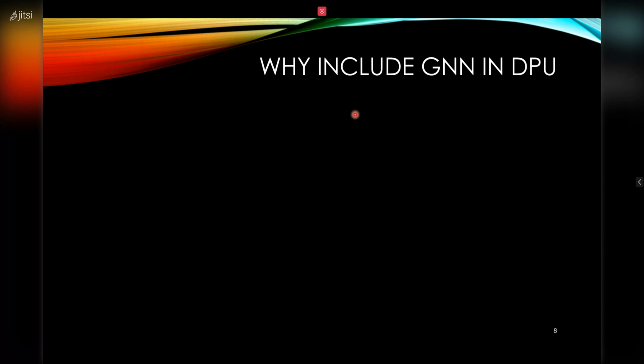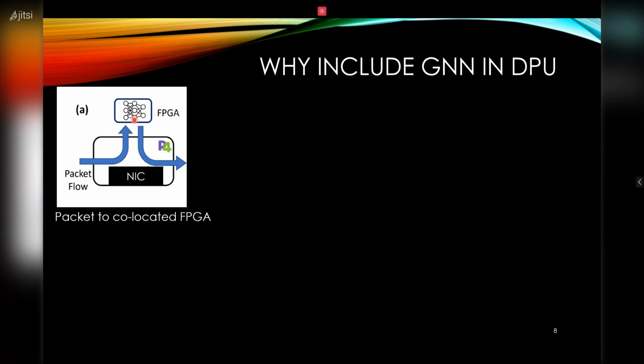Why we include GNN in the DPU is this: if we talk about the current state of the art, we have FPGA, and we also have P4 based processing. We receive the packet flow here, and then we have to send it to the FPGA pipeline. When we send it to the FPGA pipeline, we introduce latency here. This is the latency we introduce if we have an FPGA based solution.